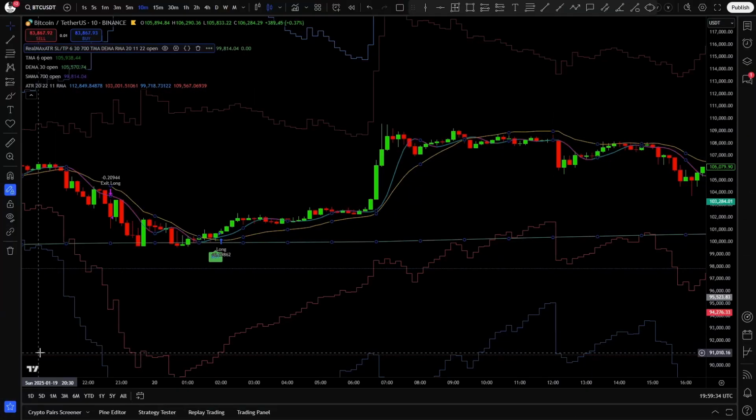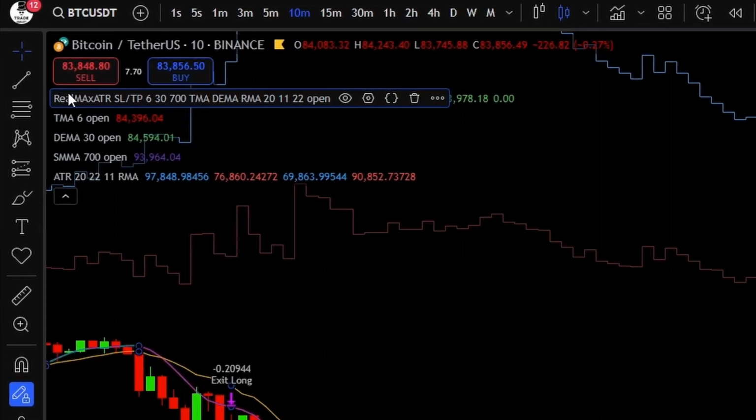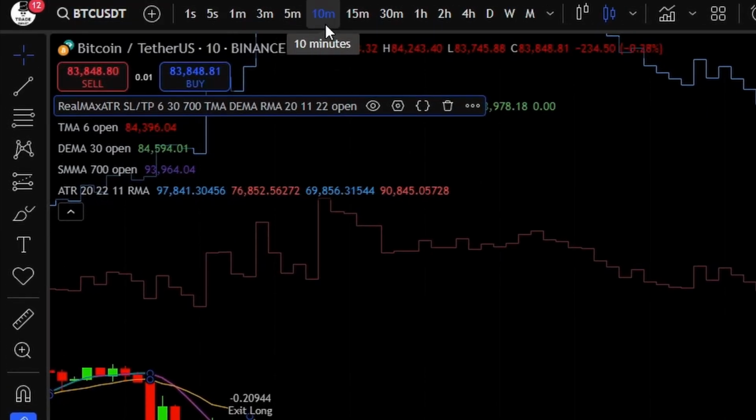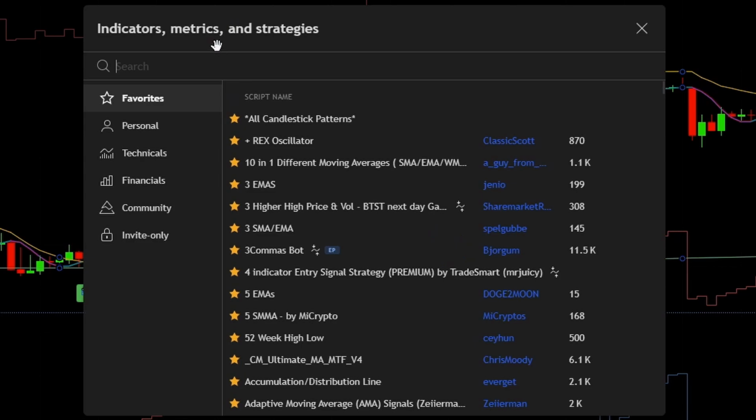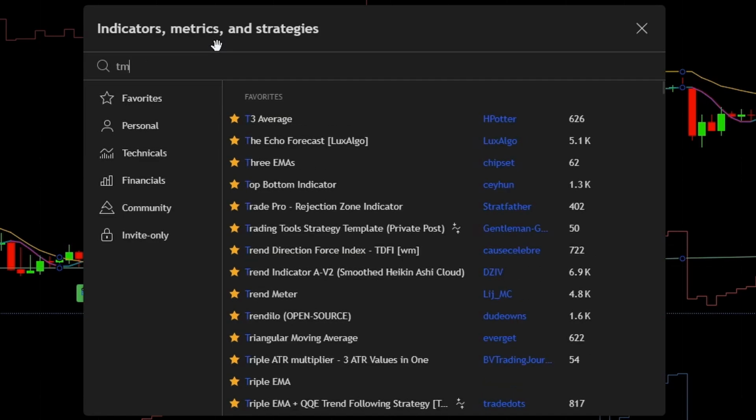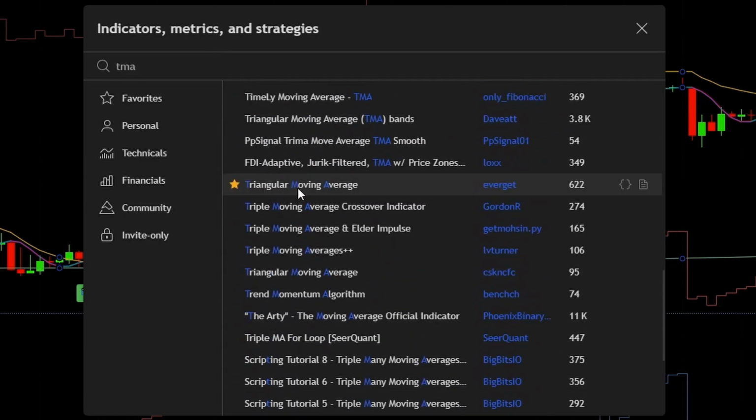Okay, for this strategy, open up TradingView and set up the BTCUSDT 10-minute chart. Once you got that, let's set our indicators. For this strategy, we will use 3 different moving averages and 1 stop loss indicator. The first moving average is the triangle moving average or TMA. Click on this one by Everget.